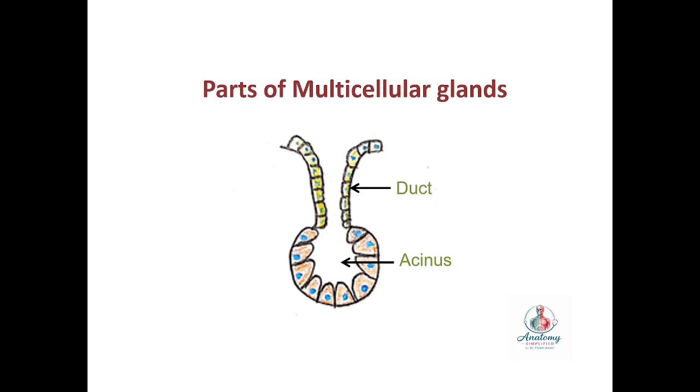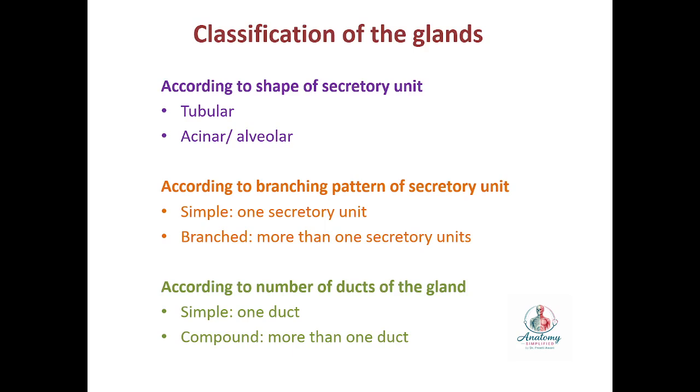Now, depending on whether the ducts are branching, whether the acini are branching, we can have a variety of multicellular glands. According to shape of secretory unit, we have tubular gland, where the secretory unit is like a tube. We have acinar or alveolar gland, where the secretory unit is circular. According to branching pattern of the secretory unit, if there is only one secretory unit, it is a simple gland. If there are more than two secretory units, that is a branched gland.